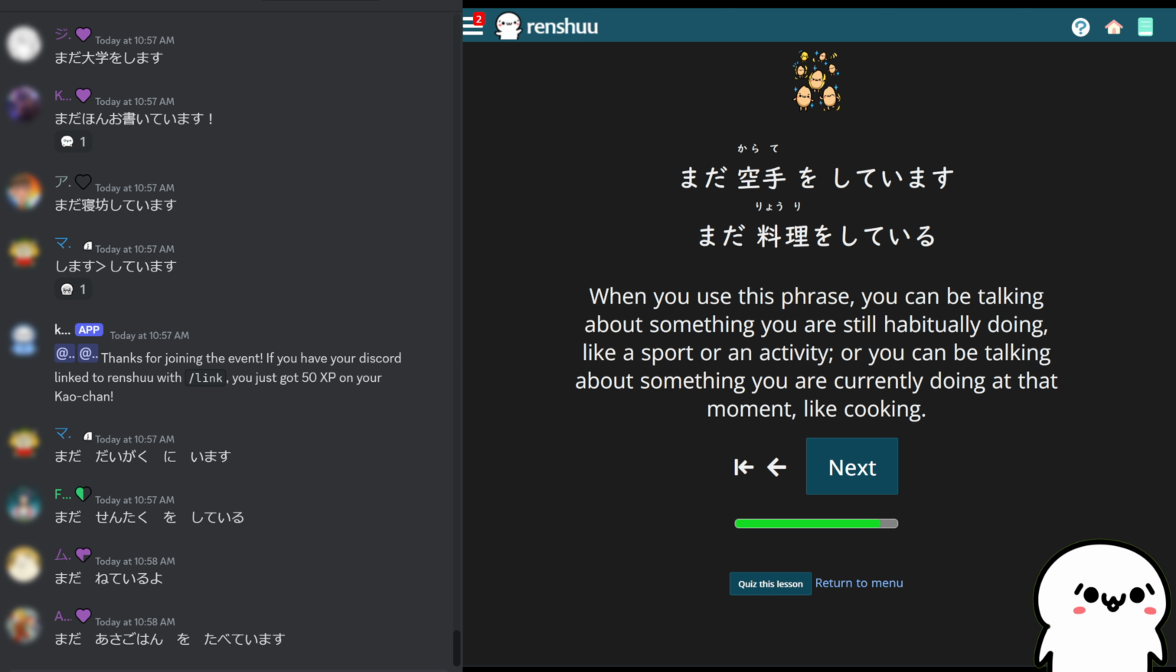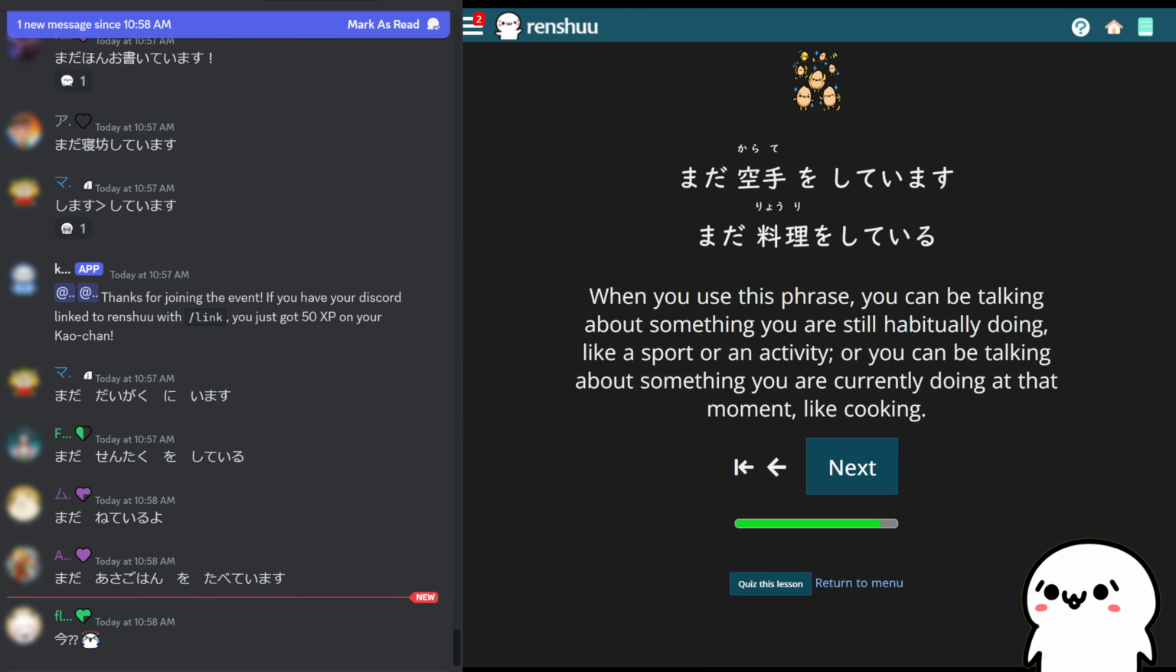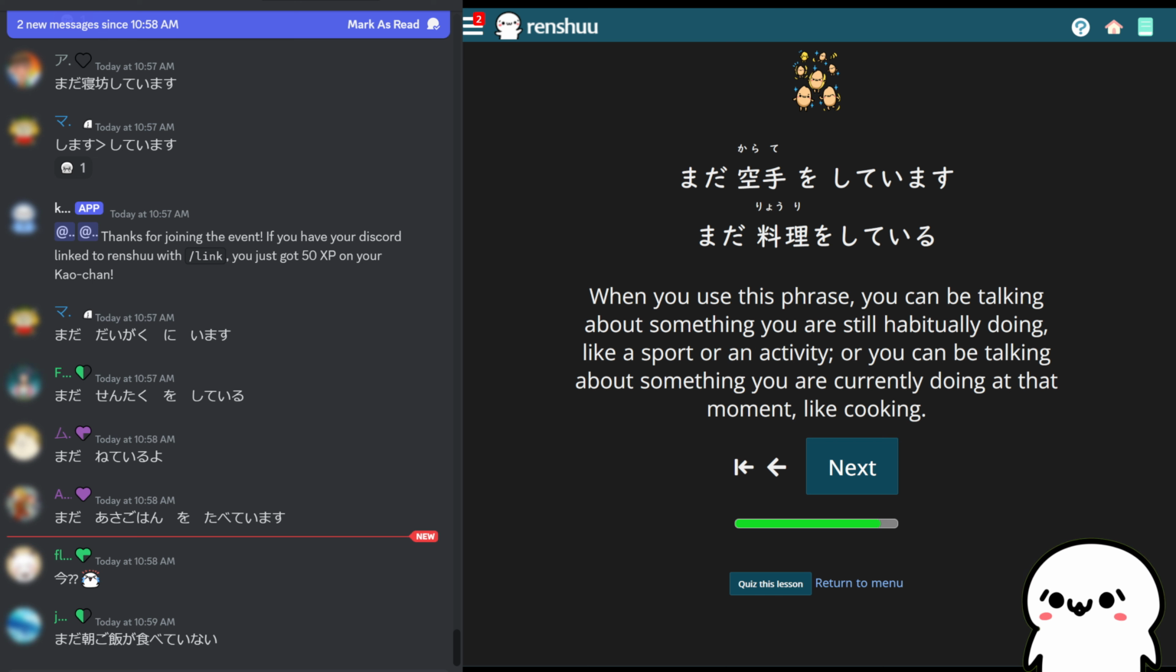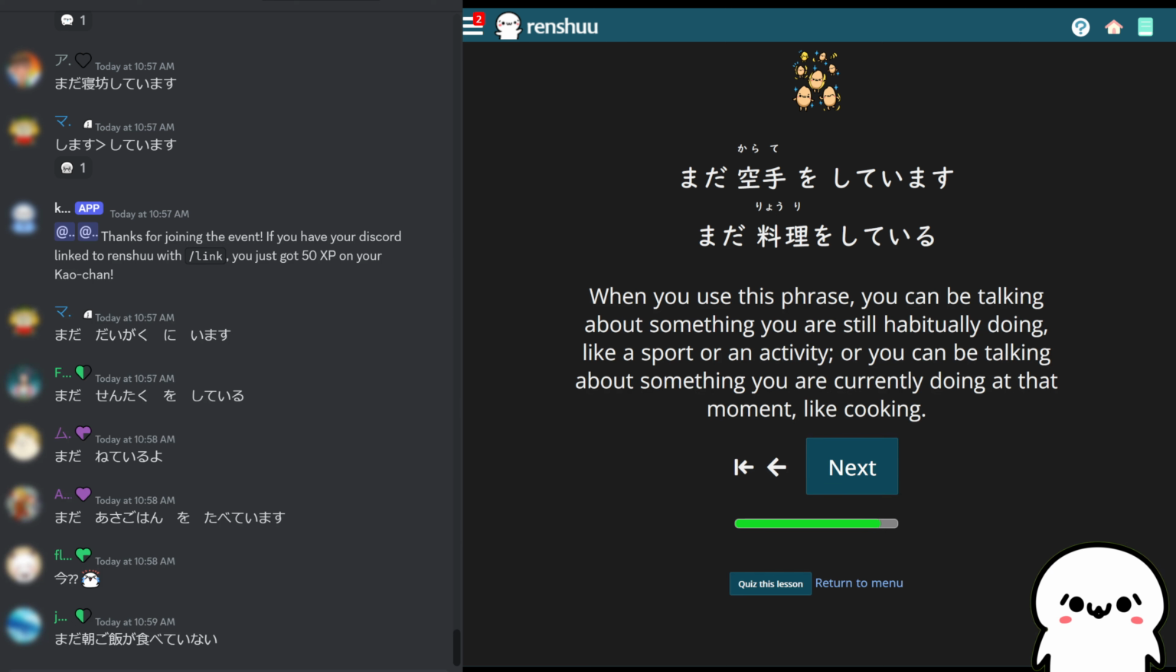So we have a few people. We have someone still doing their laundry. Someone is still oversleeping, and that isn't, they're not literally oversleeping now. They're referring to it kind of as a habit, good or bad. So it's like I'm still sleeping in, kind of thing. Someone is still eating breakfast, and I guess they're eating breakfast and on Discord at the same time.